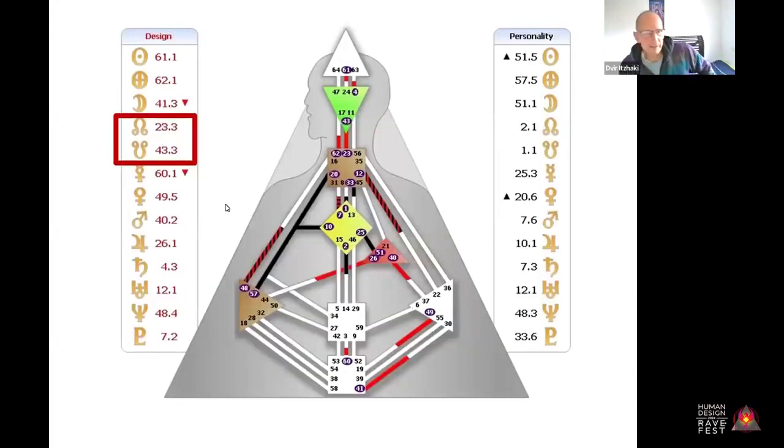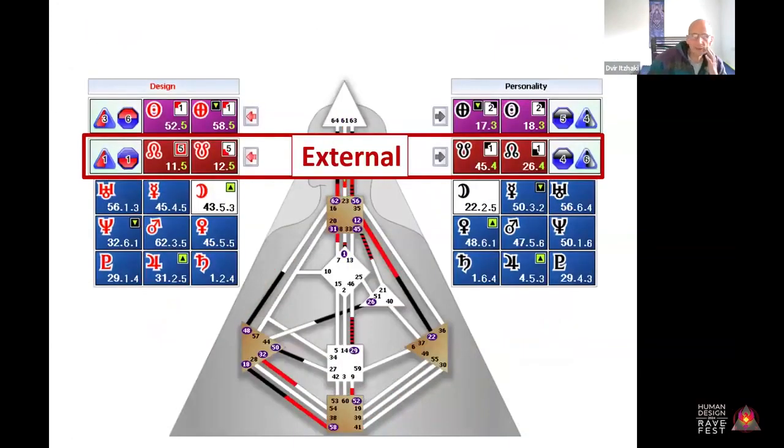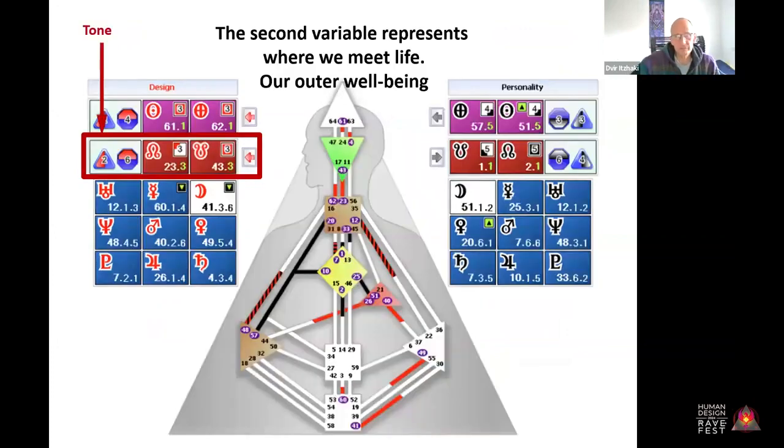And let's go and see the second variables. Here we are still on the body side, on the red, but we are moving to the nodes of the moon. You remember, this is our movement in space. And here we have what we call external. The nodes are the external variables because they show us the environment we meet. That's how we meet our environment in the movement. And it represents where we meet life, our outer well-being. First was our inner well-being, our body, and here is where we meet our life, our outer well-being.